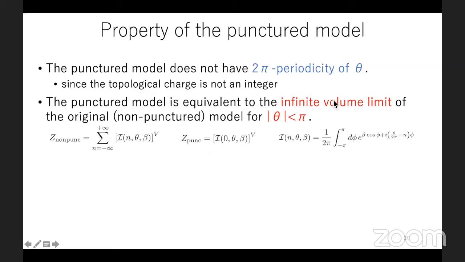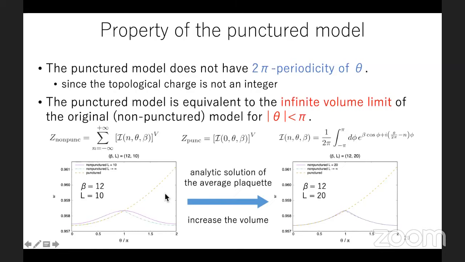So if we take the infinite volume limit, I mean, take V to infinity, only n equal 0 survives if theta is between -pi and +pi, because this integral is largest if n is close to 0, I mean, when this exponent is close to 0. So we can prove that in the infinite volume limit, these two partition functions approach each other only in this region.